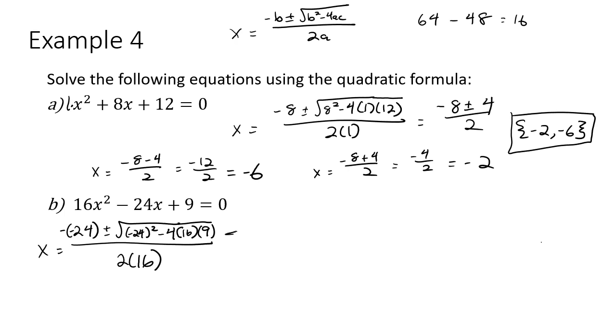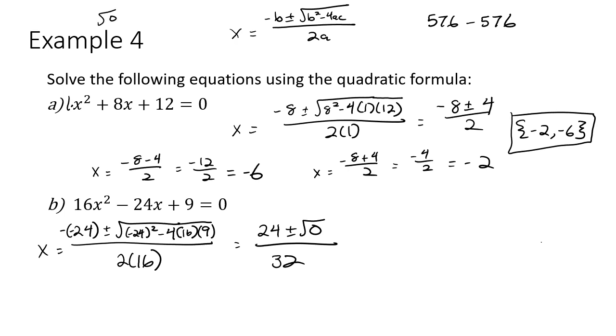This time around, if you try to simplify the thing inside of the square root, you're going to find that negative 24 squared gives you a positive 576. 4 times 16 times 9 also ends up giving you 576. So this is a positive 24 plus or minus the square root of 0 over 32.